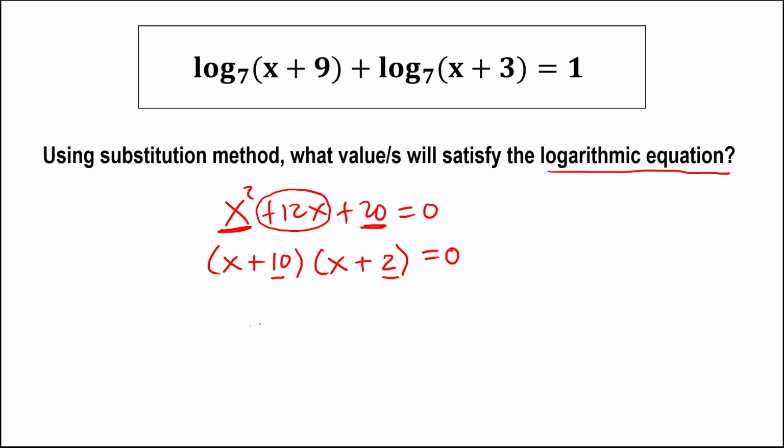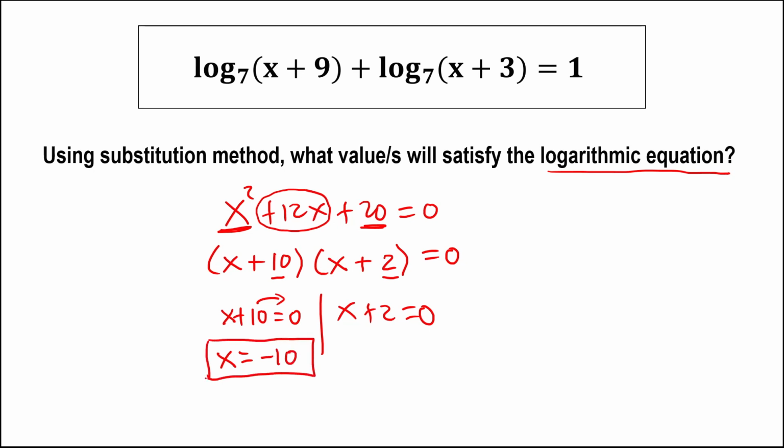Then to solve for x, equate these two factors to 0. So we have x plus 2 equals 0. Then to solve for x, transpose, so that's negative 2. Then for the other one, x plus 10 equals 0, x equals negative 10. So the values are negative 10 and negative 2.